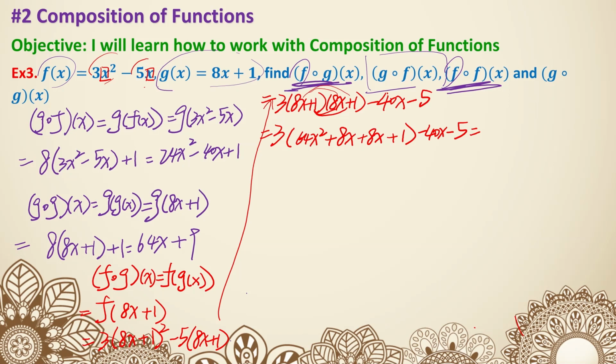Multiply the 3 in. That is going to be 192x squared plus 24x plus another 24x plus 3 minus 40x and a minus 5 on the end. That whole thing simplifies to be 192x squared, plus 24x minus 40x is going to be a minus 16x, and plus 3 minus 5 is a minus 2 on the end. That's fog. And lastly, we have fof.